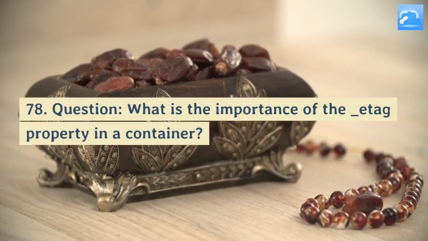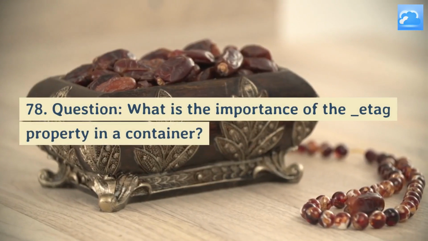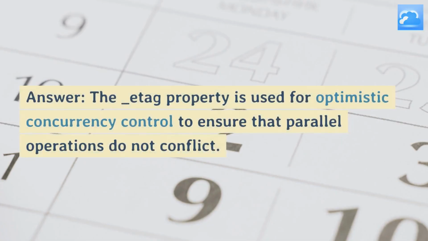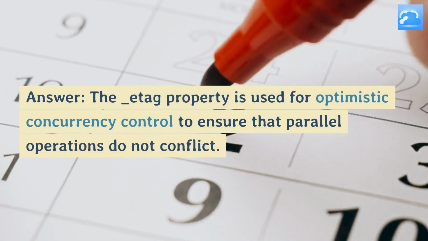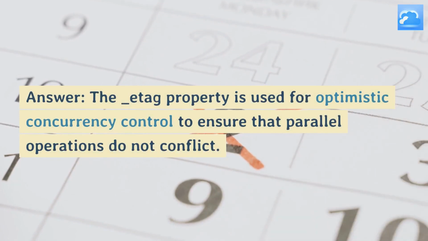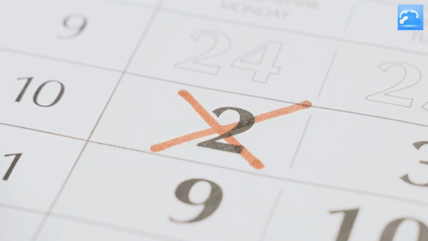78. Question: what is the importance of the _etag property in a container? Answer: the _etag property is used for optimistic concurrency control to ensure that parallel operations do not conflict.